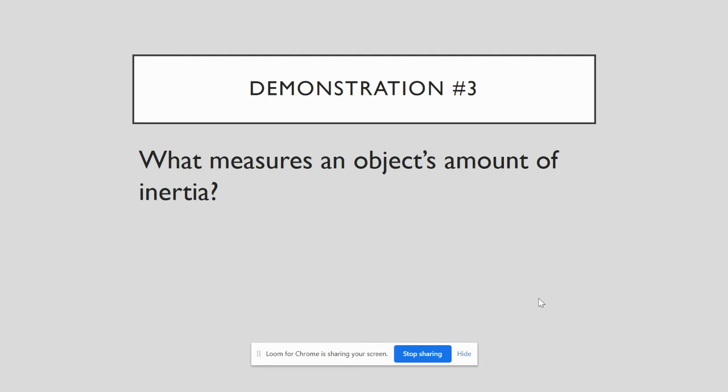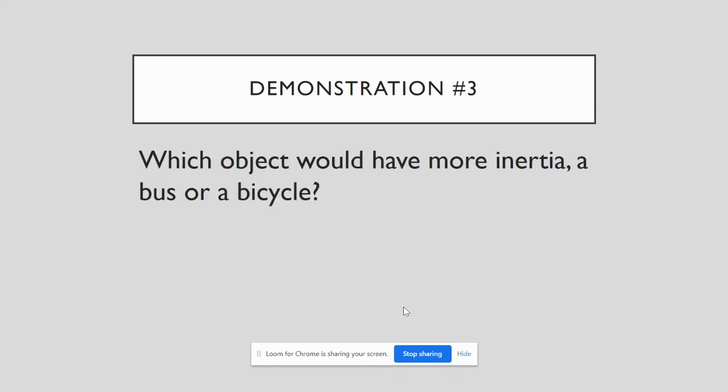Okay, so these semi-trucks out in the road, it's not easy for them to come to a stop. You want to give them space. You don't want to cut off in front of them and then put on your brakes, okay? Takes them longer to stop. Why? They have more inertia. They're more massive, okay? They want to stay moving. Which object would have more inertia, a bus or a bicycle? A bus. Why? It's got more mass.